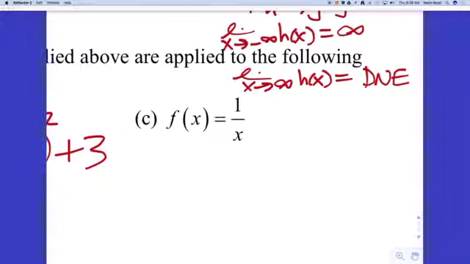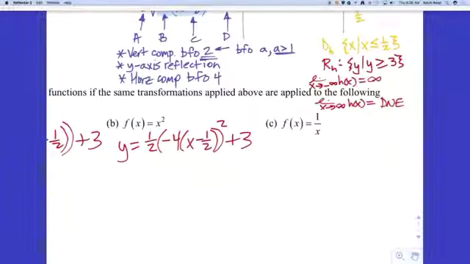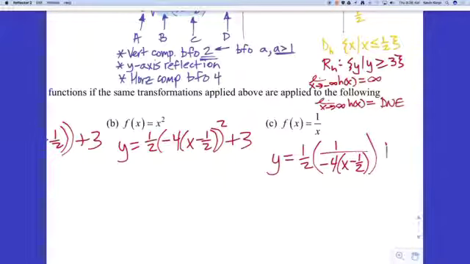What does it mean to be inside the 1 over x function? Where's the x? In the denominator. So to be inside this function means to be in the denominator. Let's do one more. This will be 1/2 parentheses, 1 over negative 4 parentheses, x minus 1/2, close, close, plus 3.